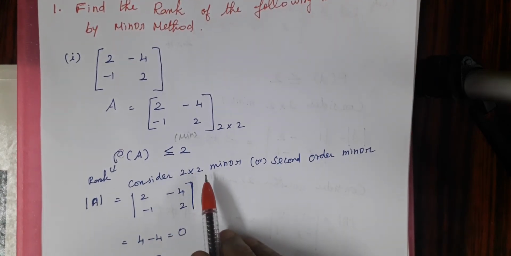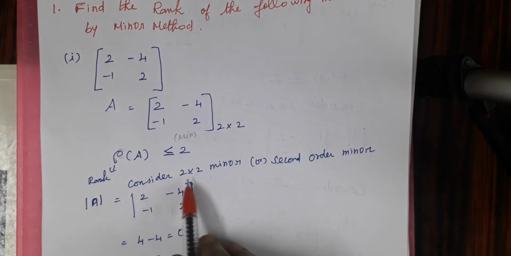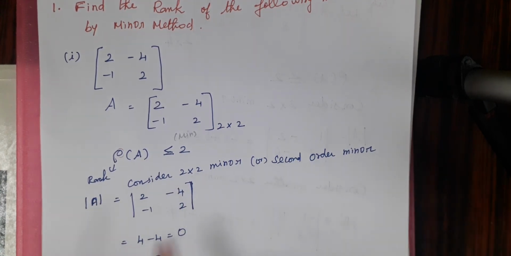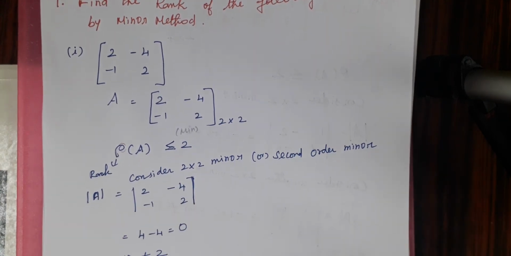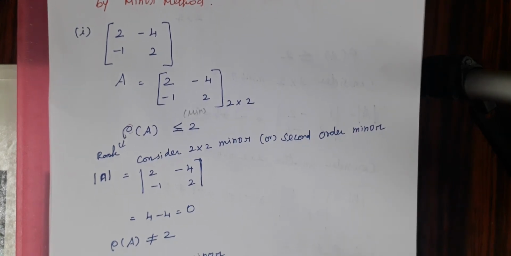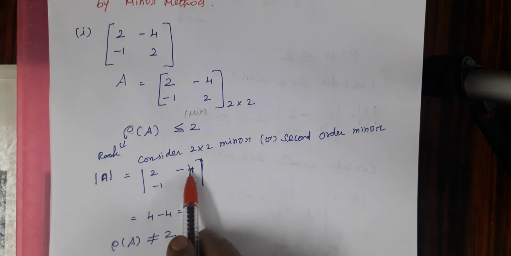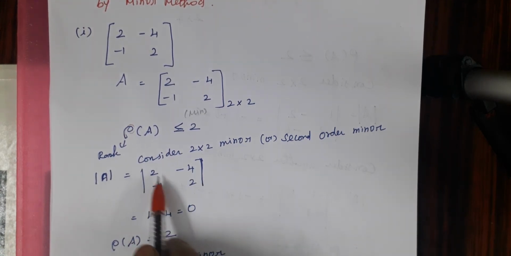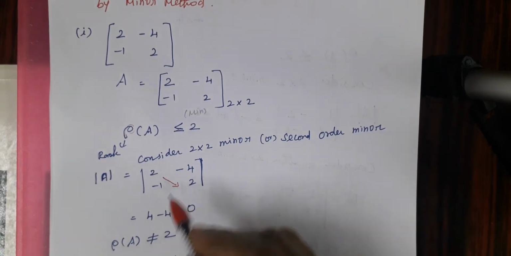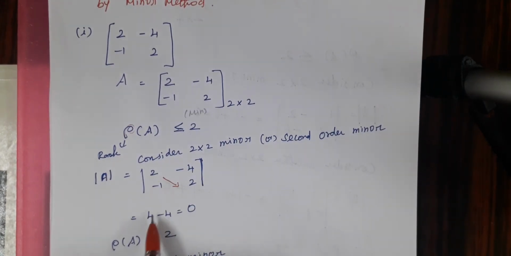How do we find the rank? Consider the 2 by 2 matrix. This is the 2 by 2 minor, or second order minor. First find the determinant. Find the value of the determinant. What is the determinant? 2 twos are 4, minus into minus plus 4. Downward arrow mark, minus; upward arrow mark. So 2 twos are 4, 1 four is 4, minus 4. 4 minus 4 equals 0.